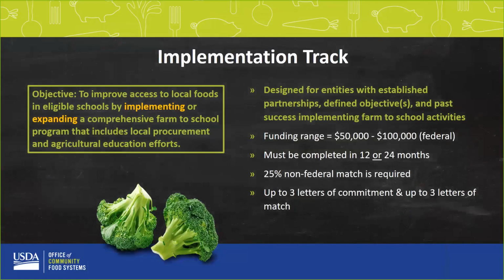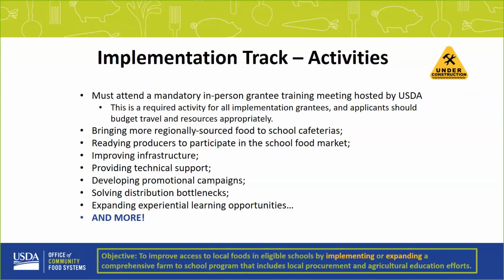The implementation track is for eligible entities more experienced with farm to school, and they're designed to implement or expand comprehensive farm to school programming. Here are some examples of activities that might comprise a project in the implementation track, ranging from training producers to expanding distribution options to providing agricultural education opportunities. Allowable activities are described in more detail in the RFA and must align with the objective for this track. While there is no required action plan for this grant track, the in-person grantee training meeting in the first year of the grant award period is required.